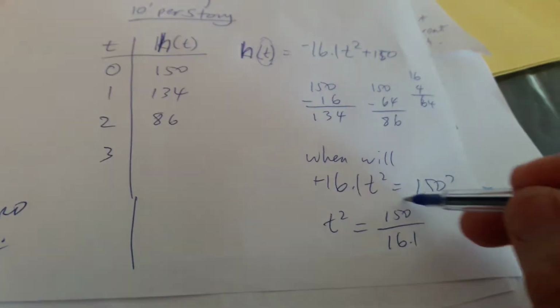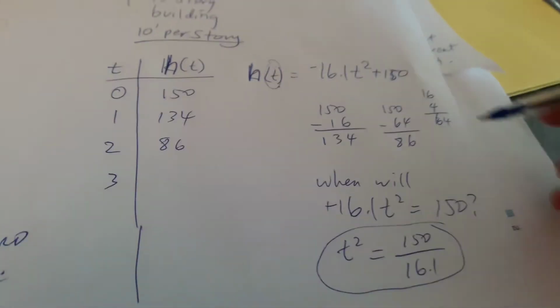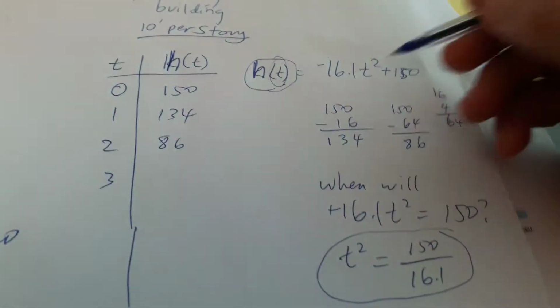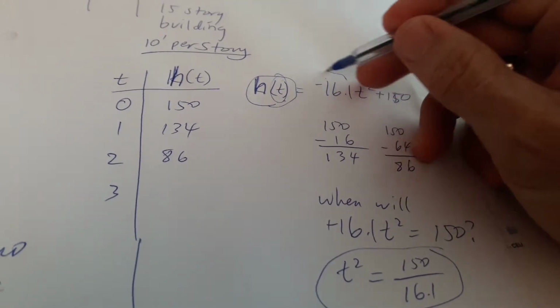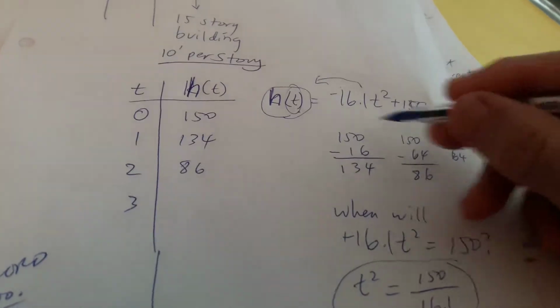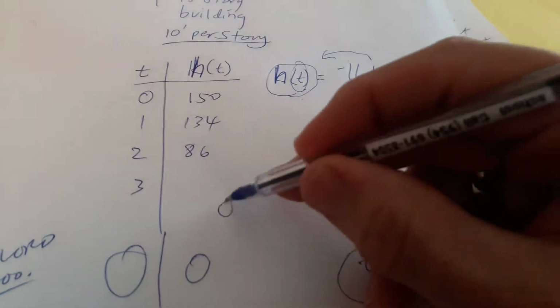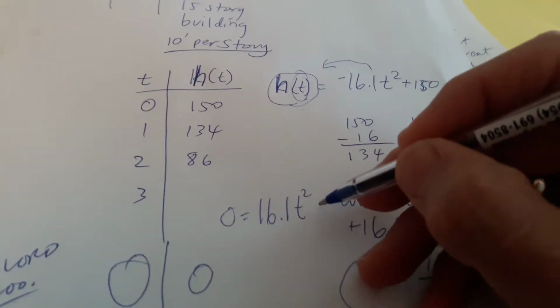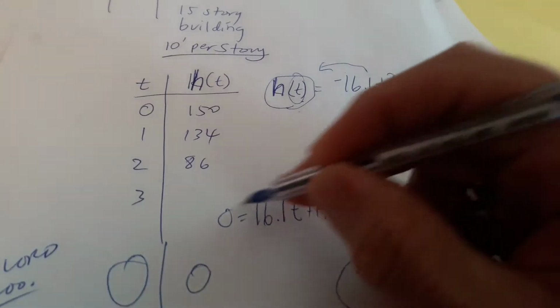So we figured out that the height, right, if you move this over, you'll find out when this becomes 0. The height has to come down to 0. That's what you're wanting to know. So you say 0 equals 16.1 t squared plus 150.